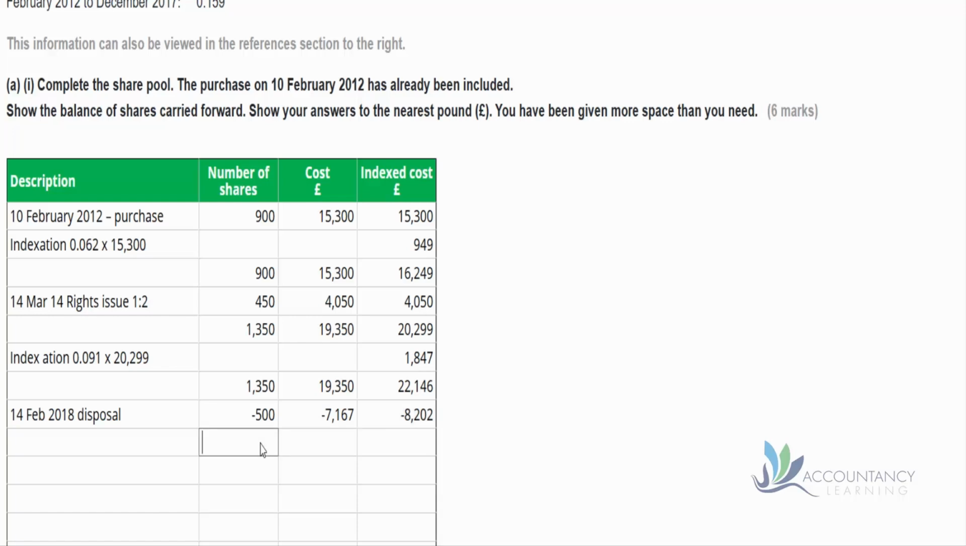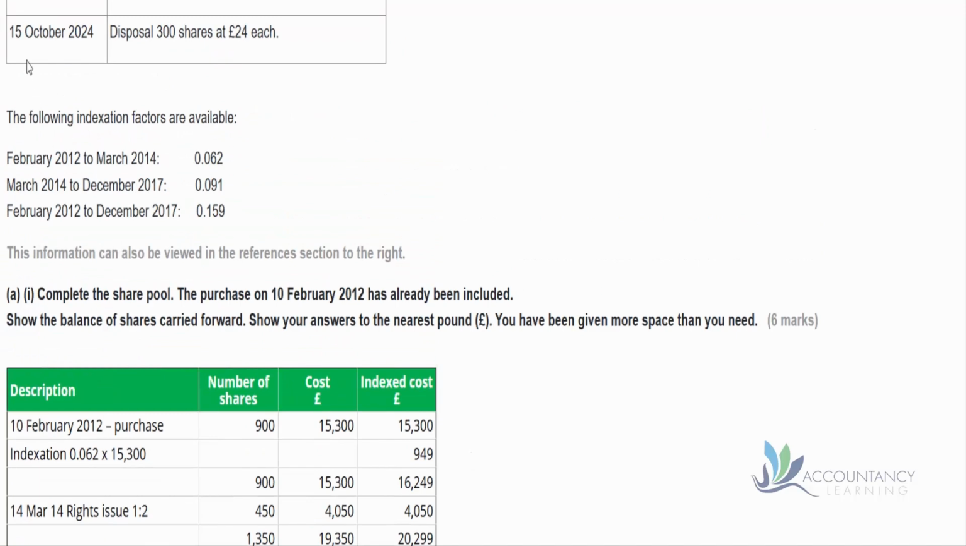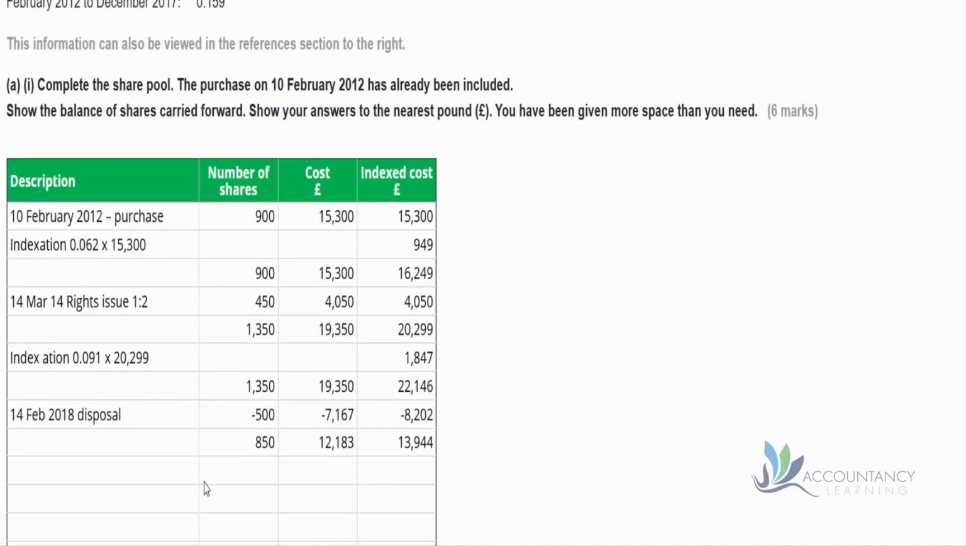So now we do a subtotal, so that means we've got 850 shares left with a cost of 12,183, but after indexation, the current subtotal is 13,944. Okay, and what happens next? So we have another disposal on the 15th of October 24. But we don't need to worry about indexation this time because remember there is no indexation after December 2017.